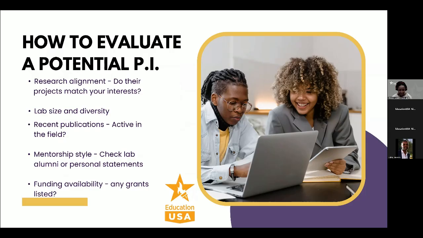Check the lab size, diversity in the lab, recent publications, check out all those things. What's the mentoring style in the department and things like that. And does the PI actually have funding? Do they have any grants listed that they are currently working on? It's very important you check out all these things before you decide if this PI is the right person to reach out to at this point in time.